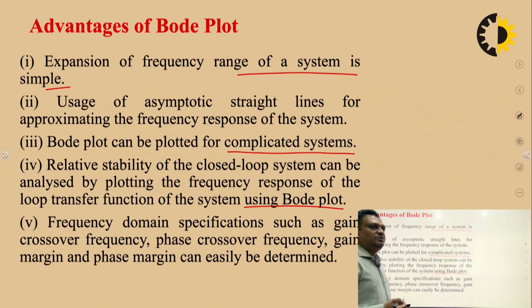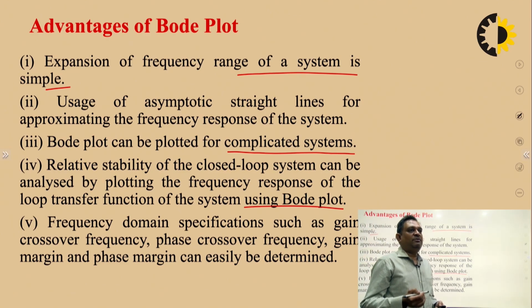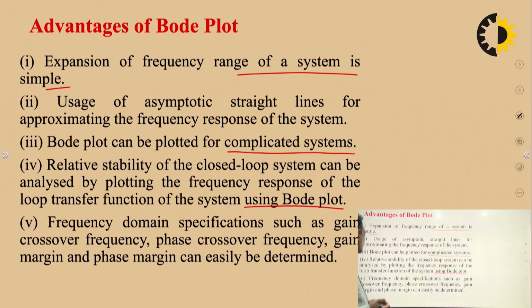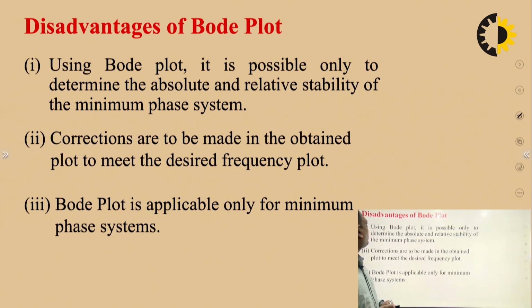For the stability of the system, gain margin and phase margin both must be positive. And in terms of gain crossover frequency and phase crossover frequency, the value of phase crossover frequency must be greater than gain crossover frequency. Okay. Frequency domain specifications such as gain crossover frequency, phase crossover frequency, gain margin and phase margin can easily be determined with the help of the Bode plot.